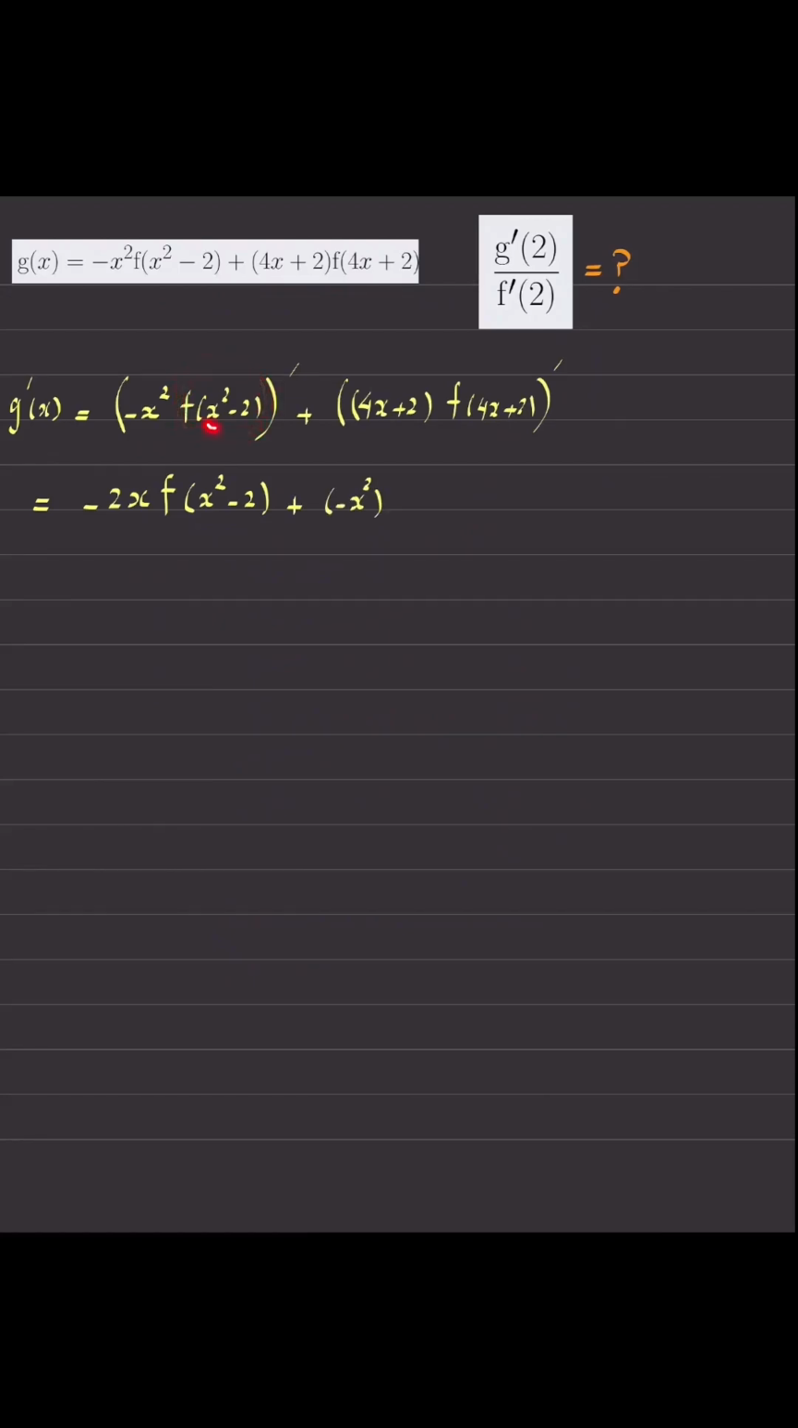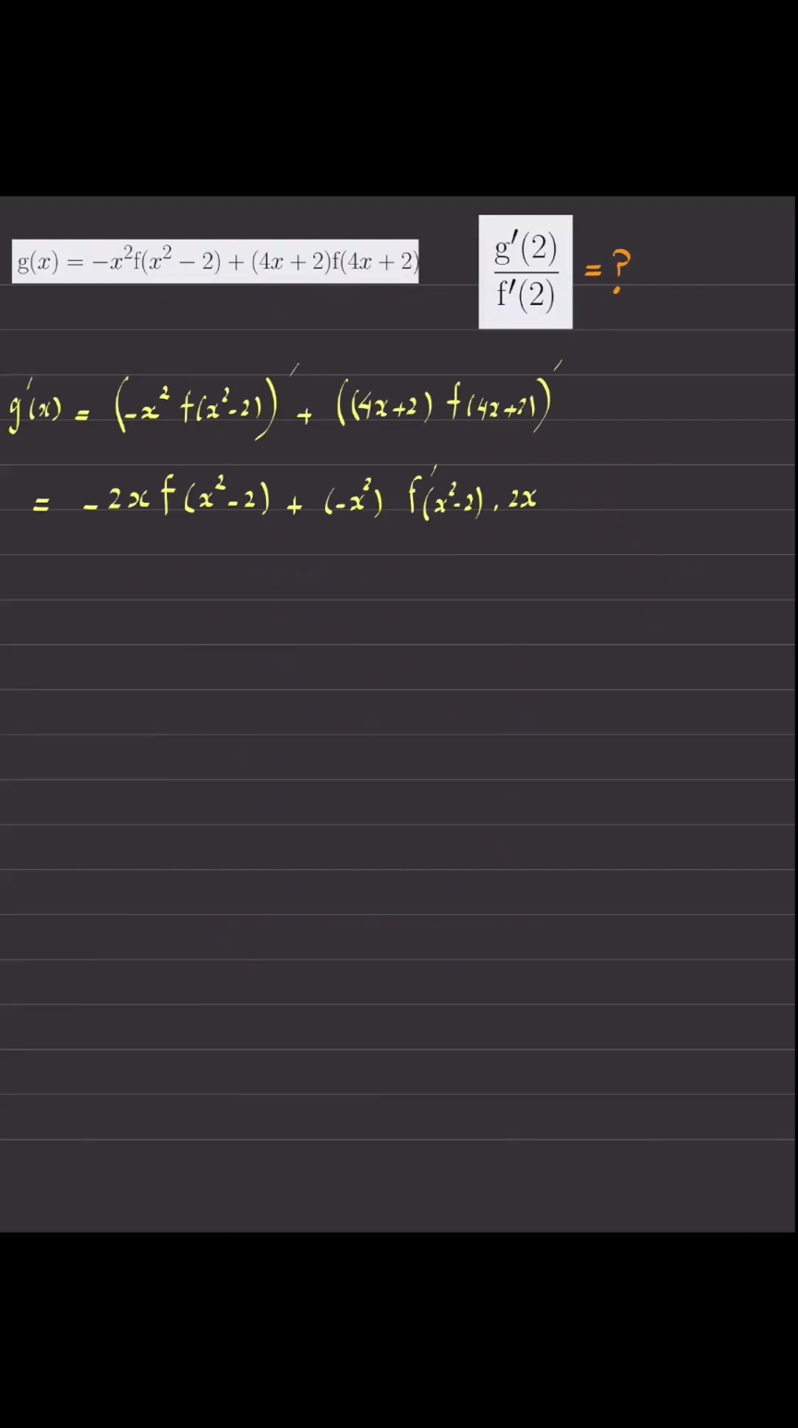Okay, if I give the role of u to this, then I have f of u prime, which according to the chain rule becomes f prime of u times u prime. But u prime in this case will be simply 2x. So what I will do, I would say that this becomes f prime of x squared minus 2 multiplied by the derivative of the inner function, which is in this case 2x. So that is the differentiation of the first part.